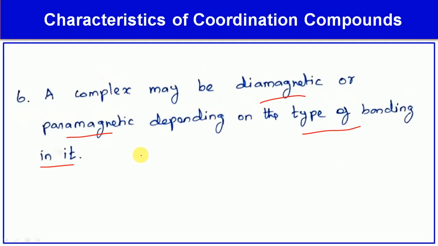A compound is diamagnetic if all its electrons are paired. So paired electrons present, that is diamagnetic. Unpaired electron present, that is paramagnetic. So that is the main point.